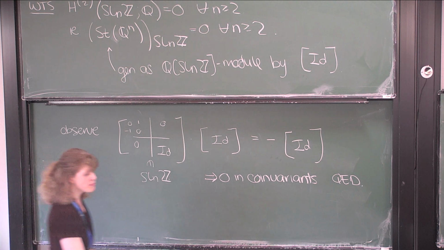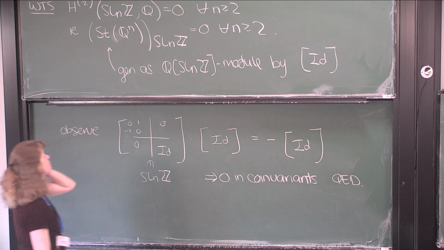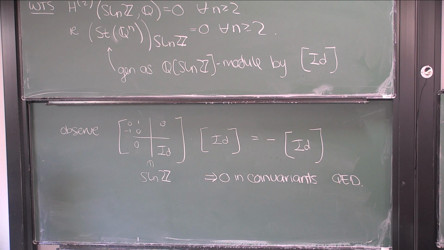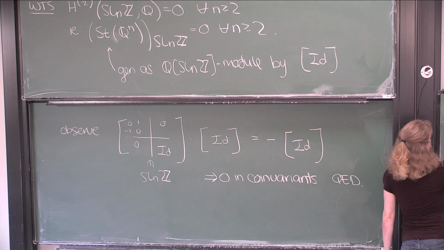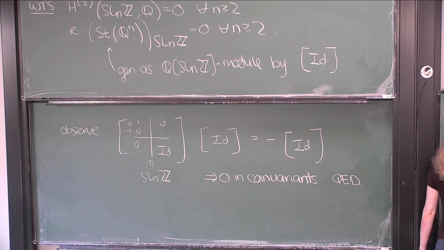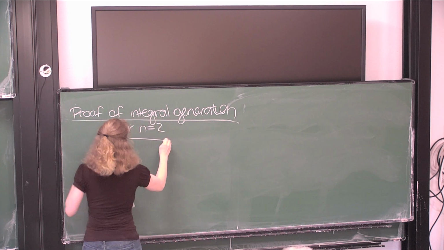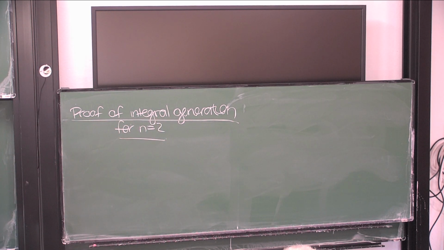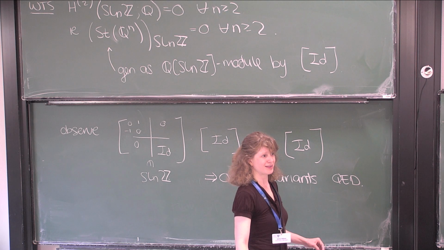And so let me gesture, at least in the case of n equals 2, how you might prove an integrality result like this. Okay, so proof of integral generation in case n equals 2. You mean i equals 0, n equals 2. I see. This is like Farey graph, old stuff.